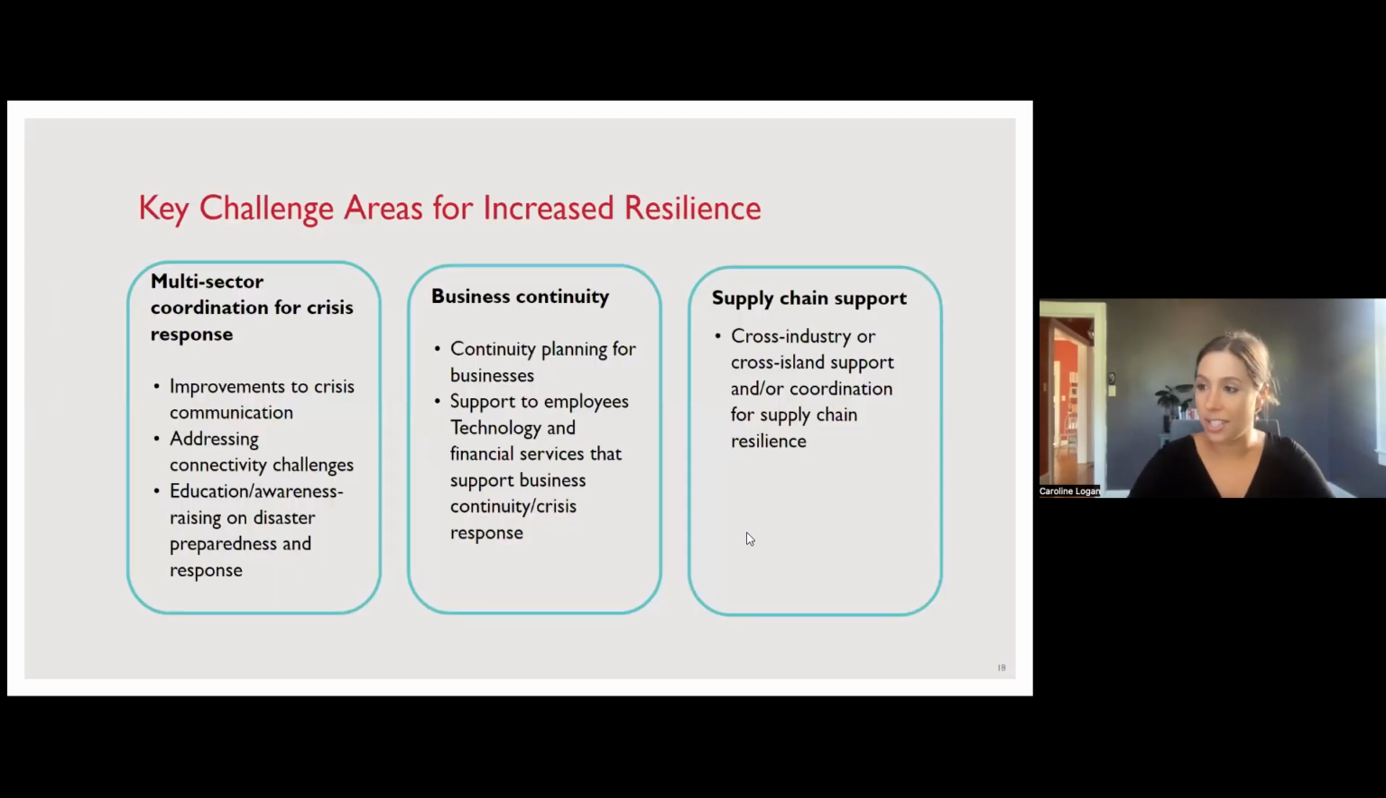And just as a reminder, our friends at DKI engaged in a robust discovery phase in partnership with many of you in the CCIR coalition. And we've honed in on these areas of focus to enable systemic solutions to disaster resilience challenges, including the need for multi-sector coordination, business continuity planning, support to employees, tech and financial services that allow for the continuation of business following a disaster or crisis. And then finally, supply chain support across industry and across island.